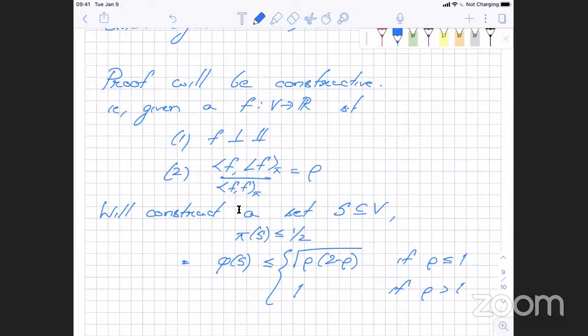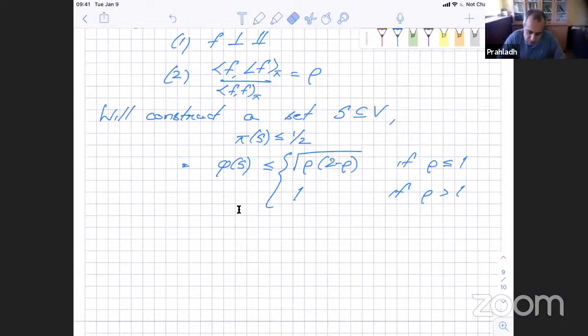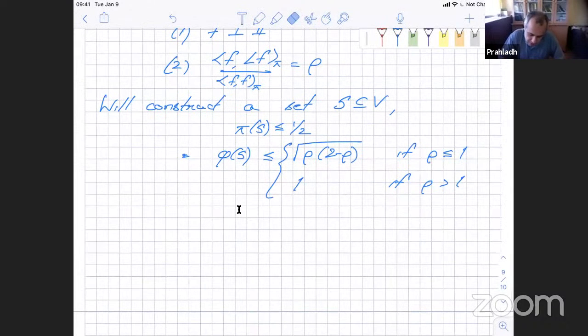Does that answer you, Ishan? Yes. So what is this going to be? It's going to be fairly natural what we are going to do. I don't have much time, so I'll set this up and we'll do the proofs next time.